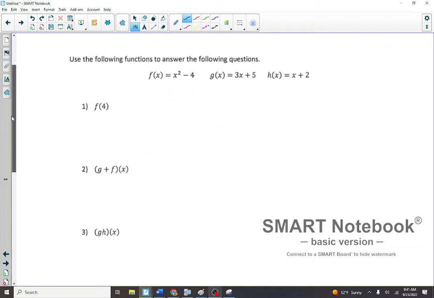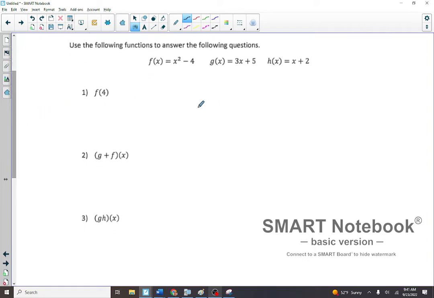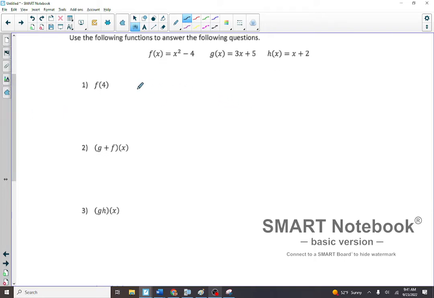All right, next one, functions. If you remember, this is from your tests. So here, when we see f and there's a number, we just take that number and plug it right in. So 4 squared minus 4 equals 12.